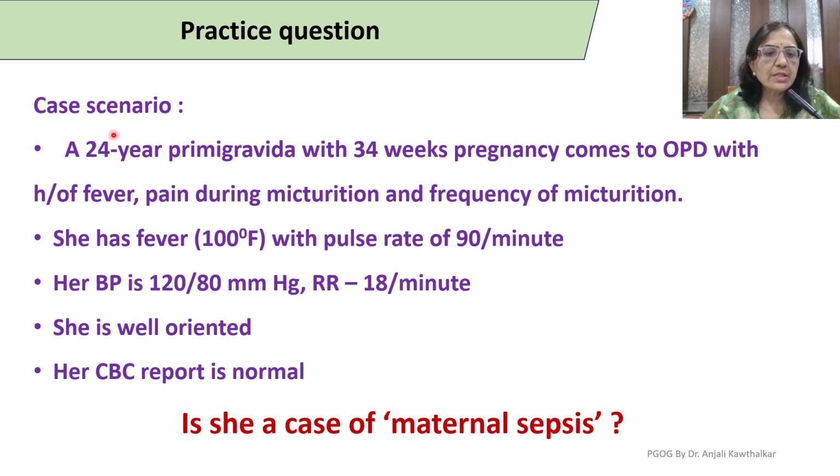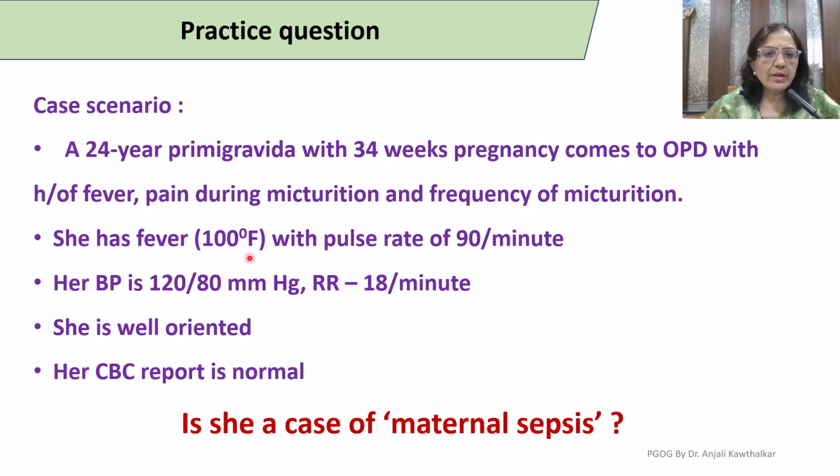So the practice question case scenario is a 24-year-old primigravida with 34 weeks pregnancy who comes to the outpatient department with history of fever, pain during micturition, frequency of micturition. A very common scenario. We see so many patients in pregnancy having such a presentation.